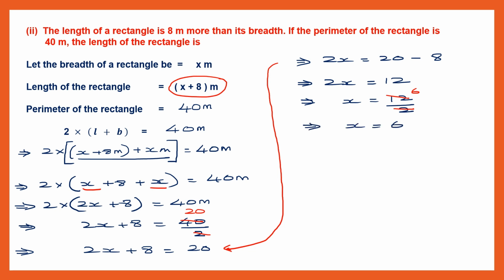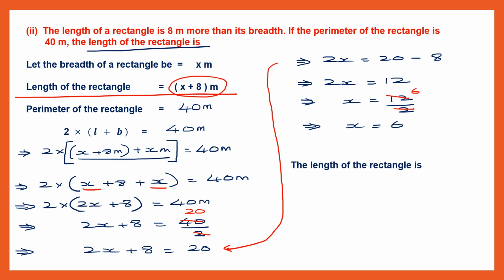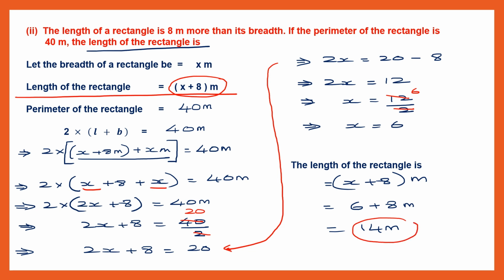Now here we have been asked to find the length of the rectangle, and the length of the rectangle we have written as x plus 8. So the length of the rectangle is equal to x plus 8 meters. And what is x? We found x to be 6, so 6 plus 8 meters. 6 plus 8 is 14. So this is our answer. The length of the rectangle is 14 meters. That is option C, 14 meters.